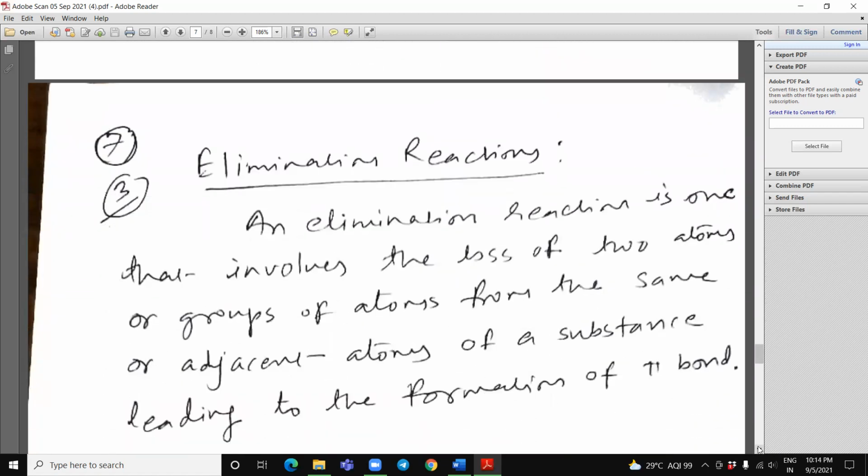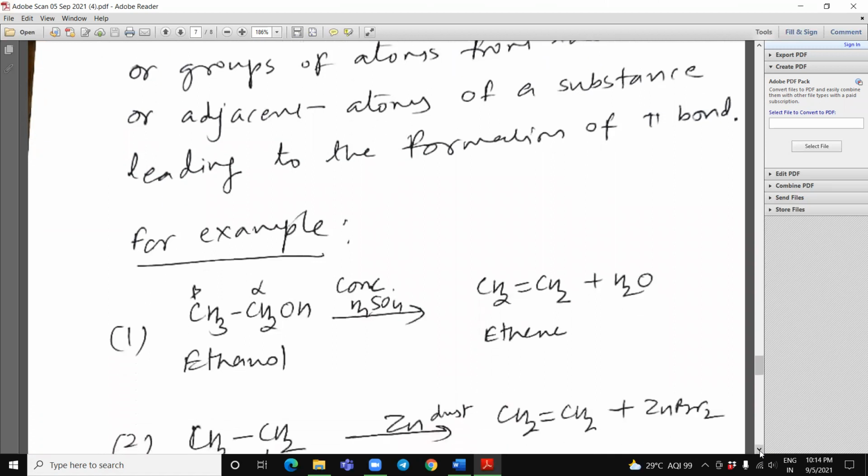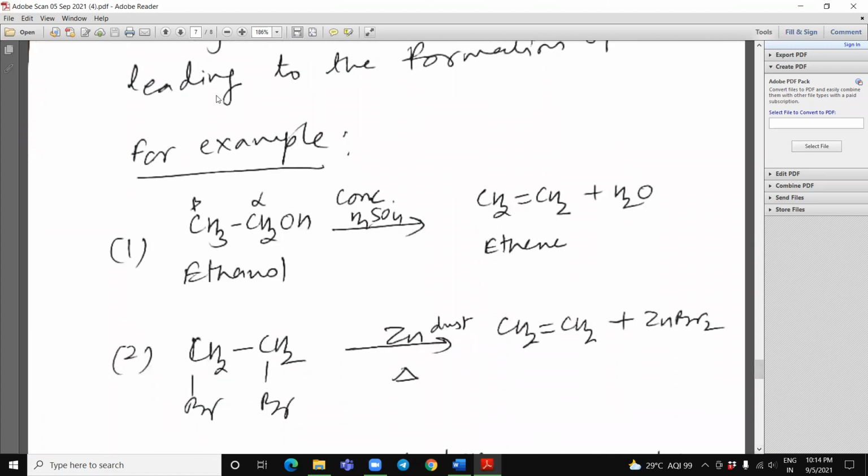Elimination reactions. An elimination reaction is one that involves the loss of two atoms or groups of atoms from the adjacent atoms of a substance, leading to the formation of pi bond. For example, see here how this is eliminated, and we will get ethanol dehydration. It will be ethene. This water molecule is evolved.